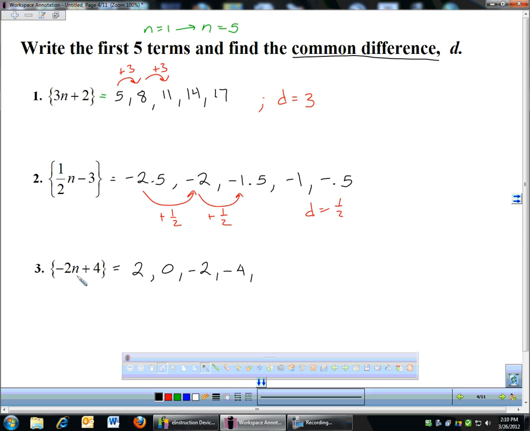Plug in 5. Negative 10 plus 4 is negative 6. There are my first 5 terms. And each time I am going down by 2. So my common difference is negative 2.